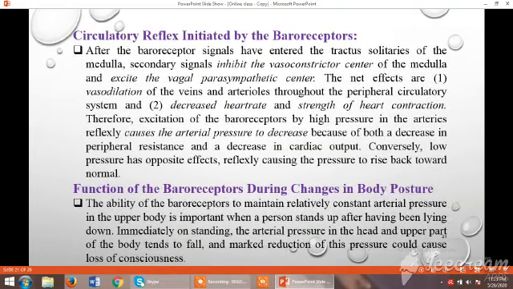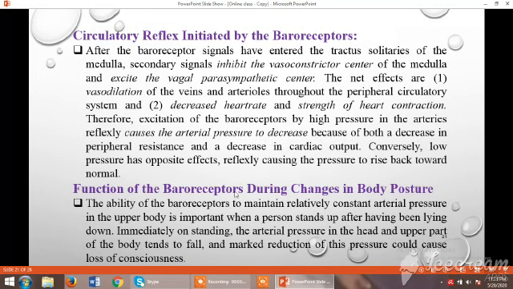Now a few things you need to know. The circulatory reflex initiated by baroreceptors: after the baroreceptor signals have entered the tractus solitarius of the medulla, secondary signals inhibit the vasoconstrictor center of the medulla and excite the vagal parasympathetic center. The effect is vasodilatation and decreased heart rate. Therefore, excitation of the baroreceptors by high pressure in the arteries reflexly causes arterial pressure to decrease, because of both a decrease in peripheral resistance and a decrease in cardiac output.